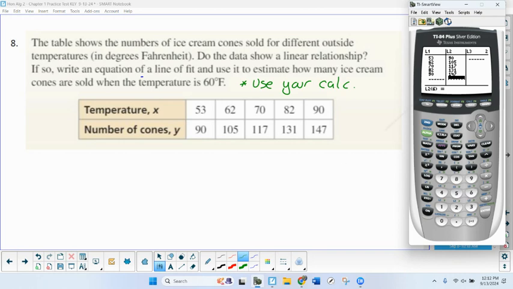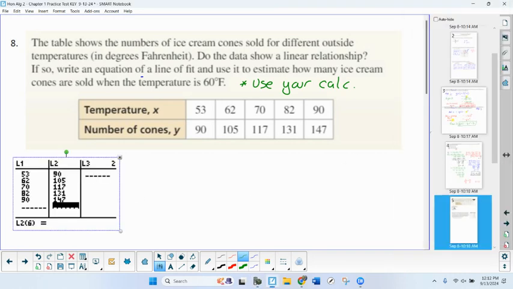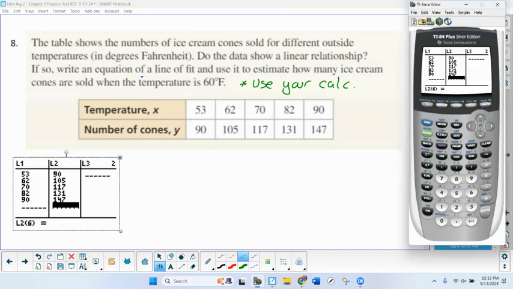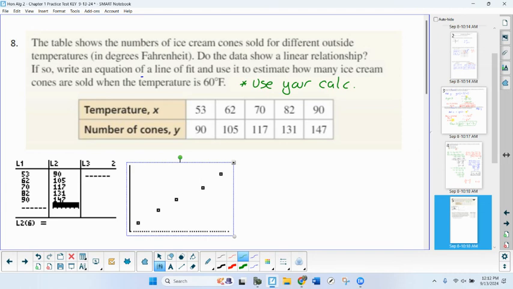All right, once you got your list in, Addie, what are you going to do now? Second and then 9. Okay, I'm going to go to y equals and clear out my line, because I had one from yesterday. And then I'm going to go zoom 9. So here's my scatter plot. Does it appear to be linear? Does it appear to look like a line? So can you use linear regression?